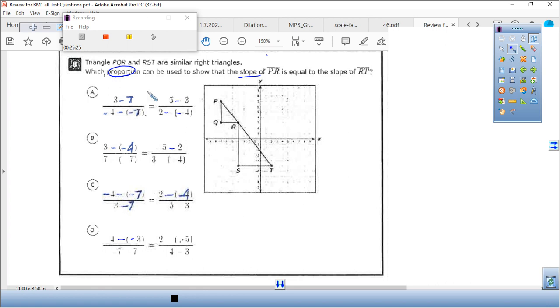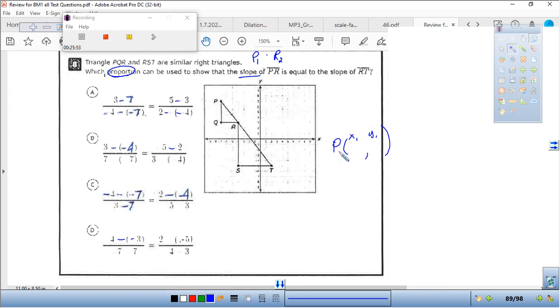Okay, this one looks kind of sneaky, but it's not too bad. It's pretty easy, actually. Which proportion can be used to find the slope? P and R, the order is very important, the way it's given to you. P is named first, so that's point 1, which gives me X1 and Y1. R would be point 2, which gives me my X2 and my Y2.